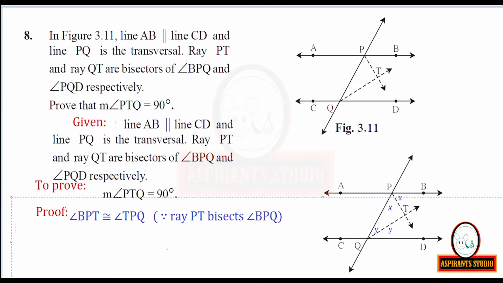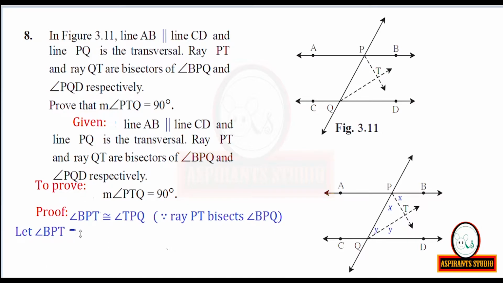Now look at the figure. You can see ray PT bisecting angle BPQ because it is given ray PT bisects angle BPQ. So you can write angle BPT is congruent to angle TPQ. When the angles are congruent, the measures are equal. Measure of angle BPT is equal to measure of angle TPQ. Let us take the measure to be x degrees.